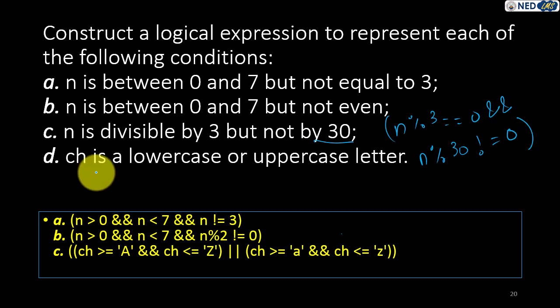CH is a lowercase or uppercase letter, so CH is greater than or equal to A and CH is less than or equal to Z, or CH is greater than or equal to a and CH is less than or equal to z. So this is small letters. I think capital letters start at 65 and small letters at 97 or some number, ASCII code. You have to check the ASCII table over here.